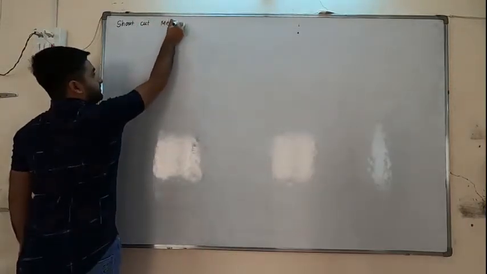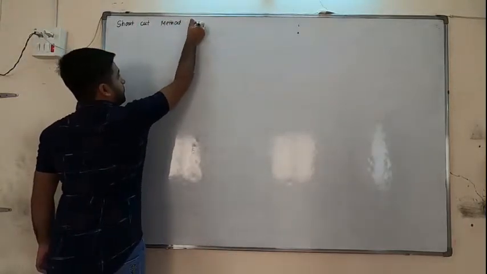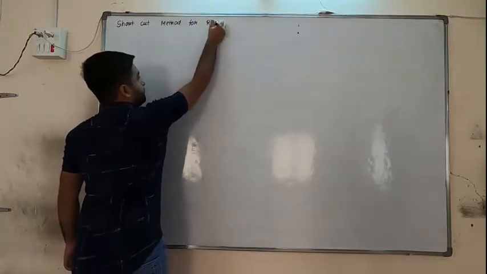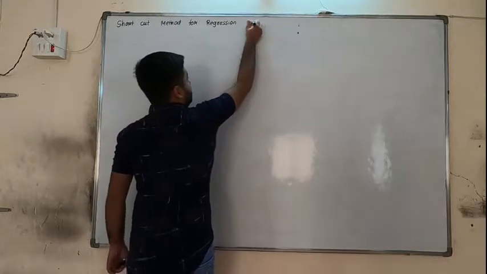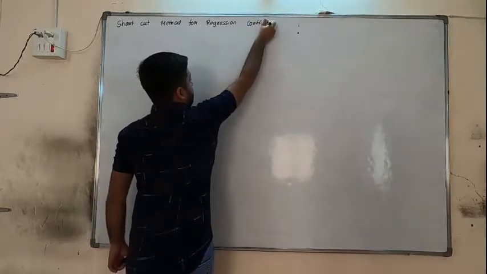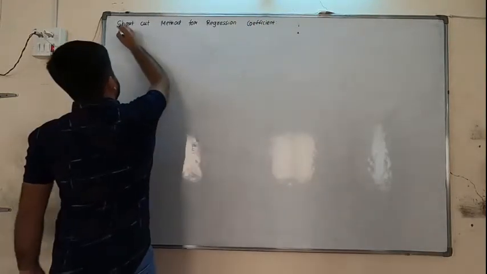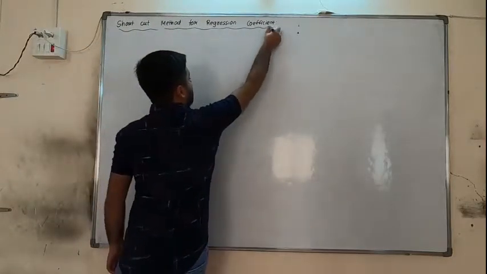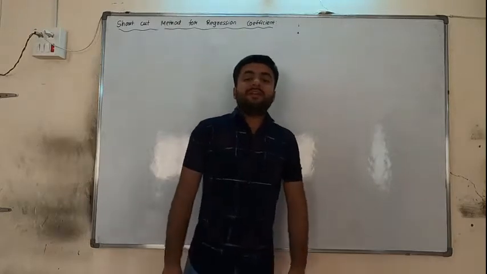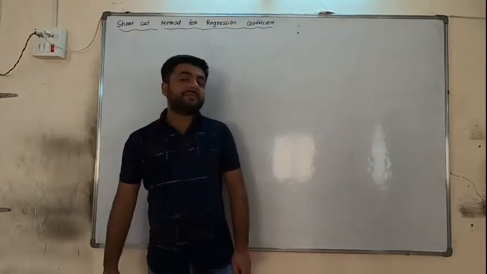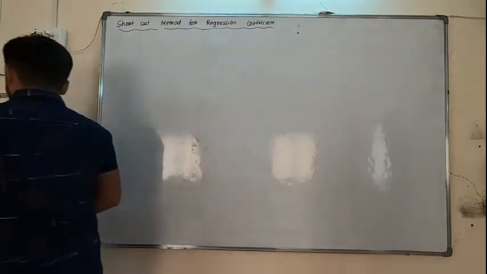Shortcut method for regression coefficient. And actually why this shortcut method is required, the reason is simple. When the values are more than 50, taking the squares and taking the values is very difficult. So let's write that thing.